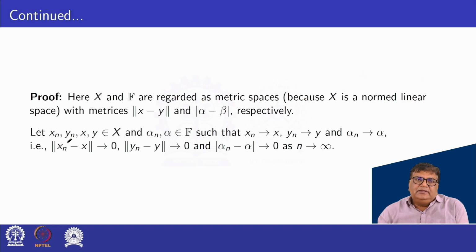Let xn, yn, x, y belong to X, and alpha n and alpha be elements of F such that xn converges to the point x, yn converges to the point y in X, and alpha n converges to the point alpha in F. Then we can write norm xn minus x tends to 0, norm yn minus y tends to 0, and mod alpha n minus alpha tends to 0 as n tends to infinity, as per the convergent sequence in X and alpha.